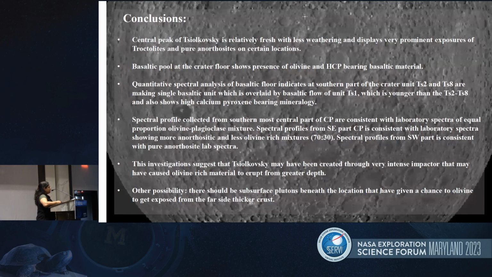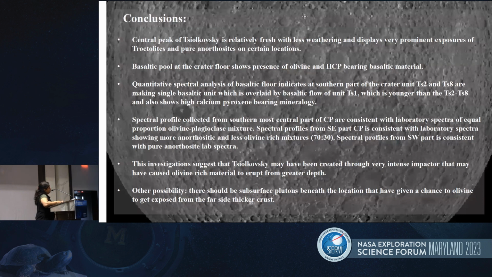The crater floor mostly displays pyroxene and olivine-bearing material, except the TS1 region, which is located on the southernmost part. It is underlying a single unit, which we divided here into two different units. TS1 is the younger one, and later it flowed over TS2 and TS8.